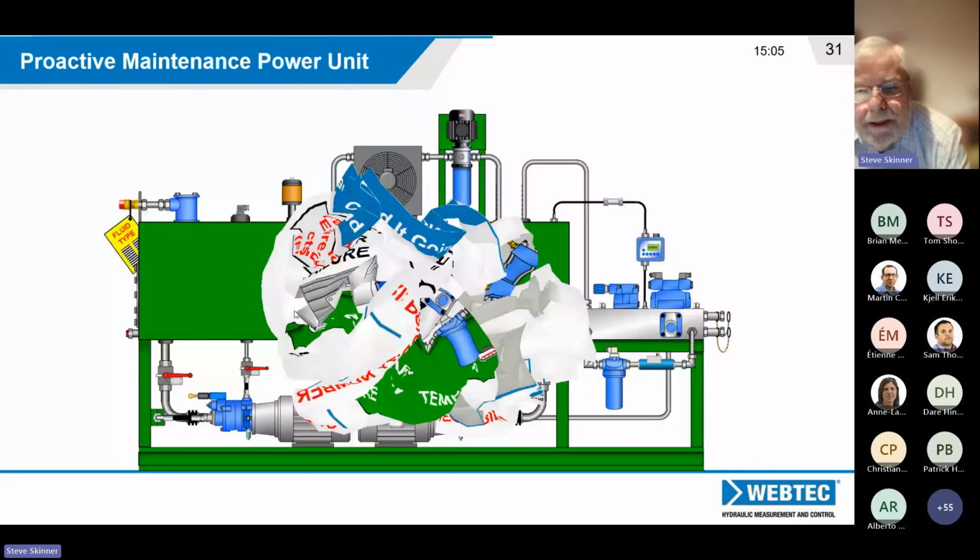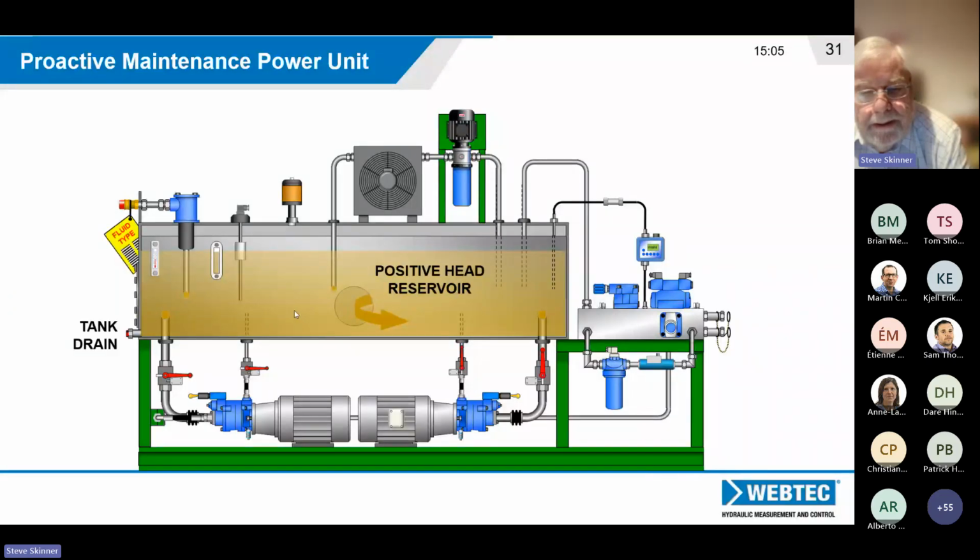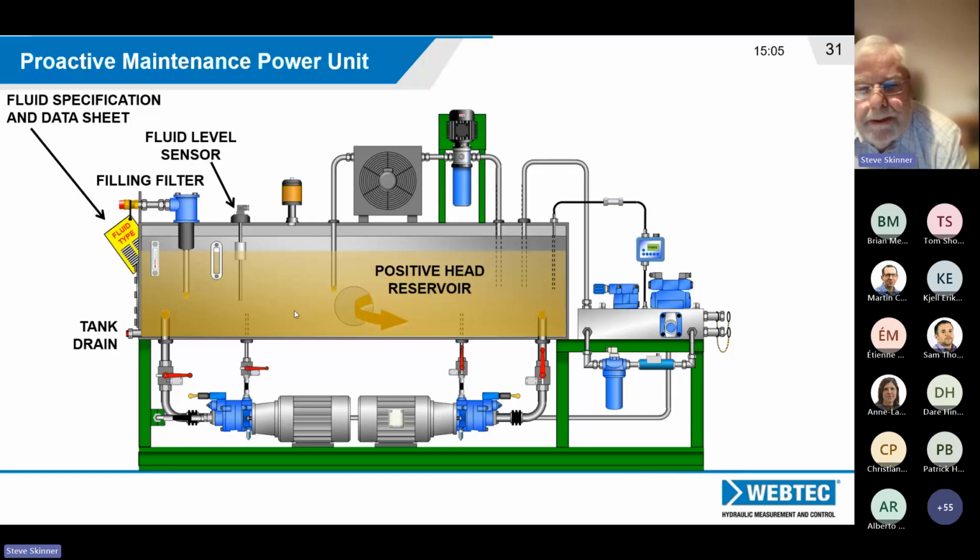So we could then say, okay, well, let's redesign our power unit to make it much more reliable. We'll provide it with a positive head reservoir to give the pump the best inlet conditions that we can. We'll put a drain on the tank so we can drain out fluid, drain out water that collects at the bottom or heavy contamination. We can color code the tank or the fluid filling point to make sure we don't put the wrong sort of fluid in there. We'll fit a filter on the filling point to make sure we filter the fluid before it gets into the tank. Fluid level sensors, indicating breathers, drying the air as it's drawn into the tank.